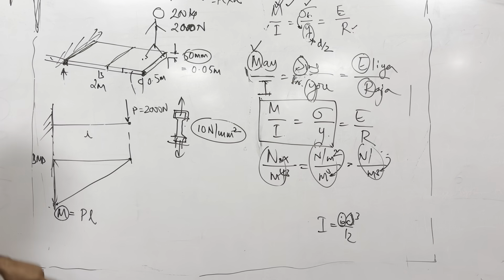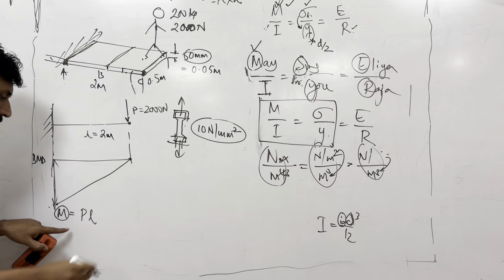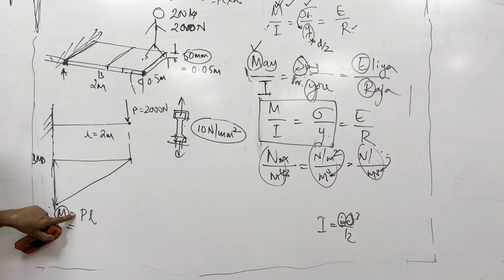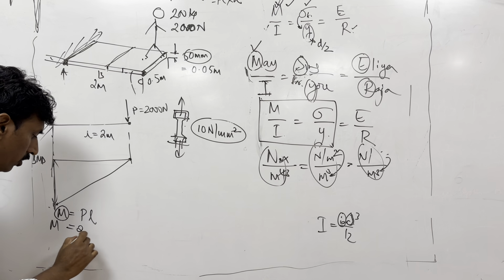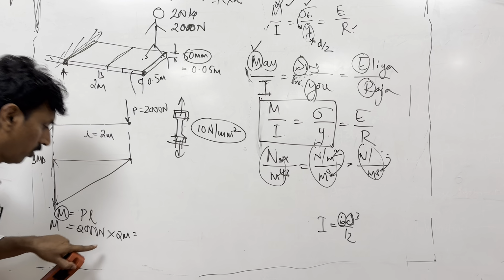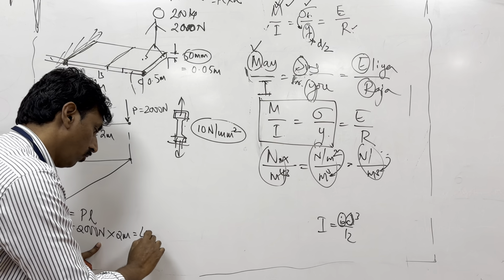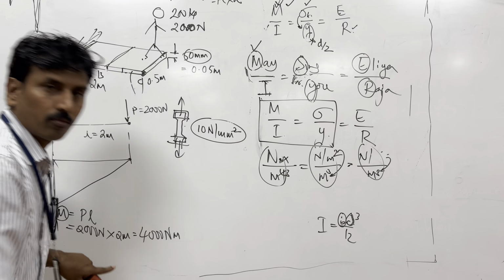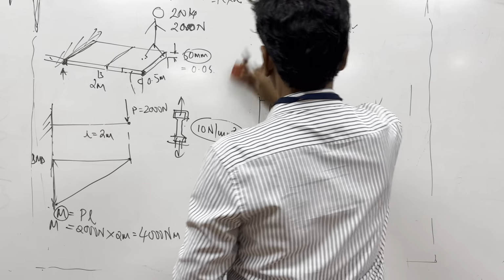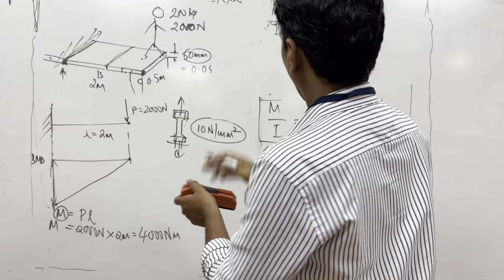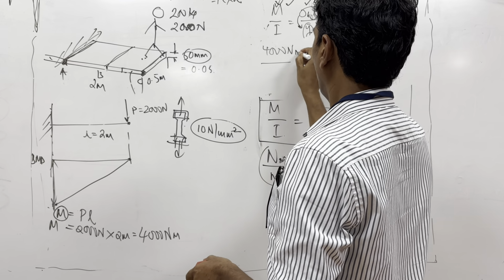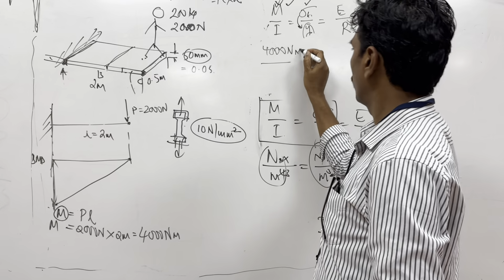Now can you tell me what the load is as per this person? 2000 newtons. If this length is 2 meters, what is M max? 2000 newtons multiplied by 2 meters. How much is it? 4000 newton meter is the bending moment that I need to substitute here. So I substituted the first part of the equation: 4000 newton meter.